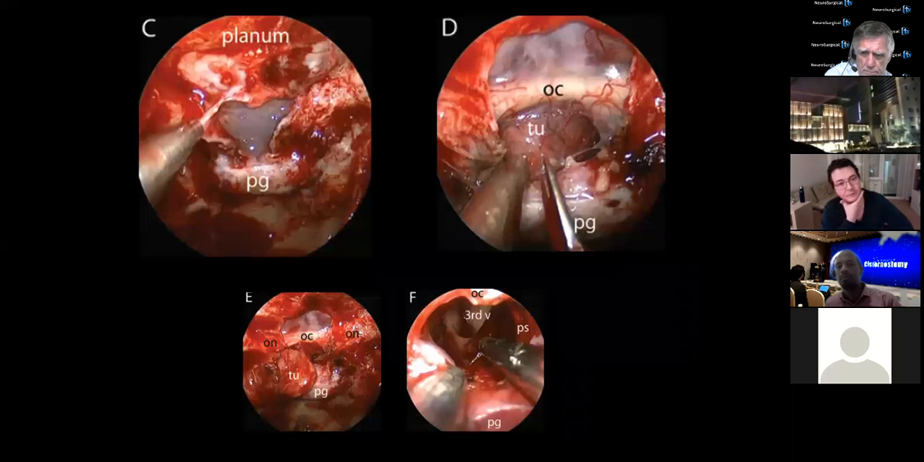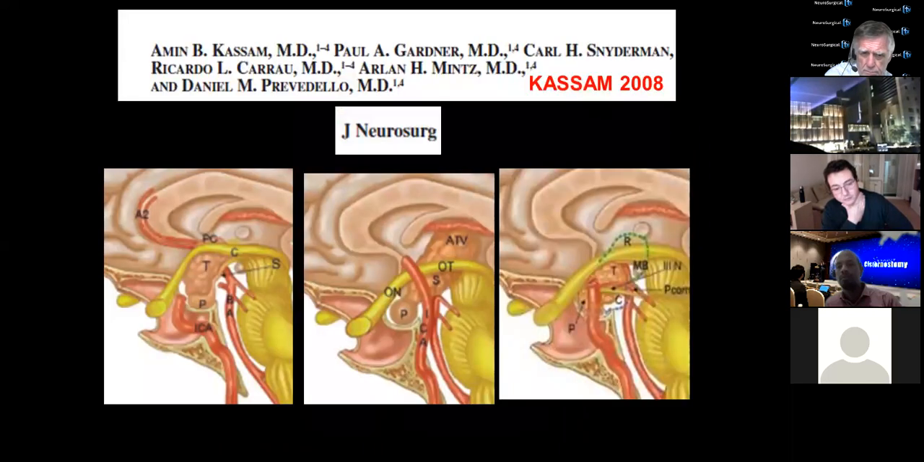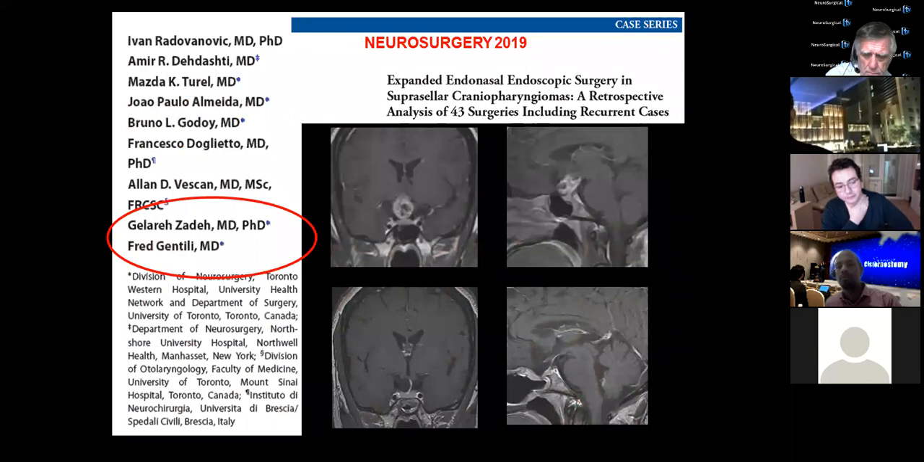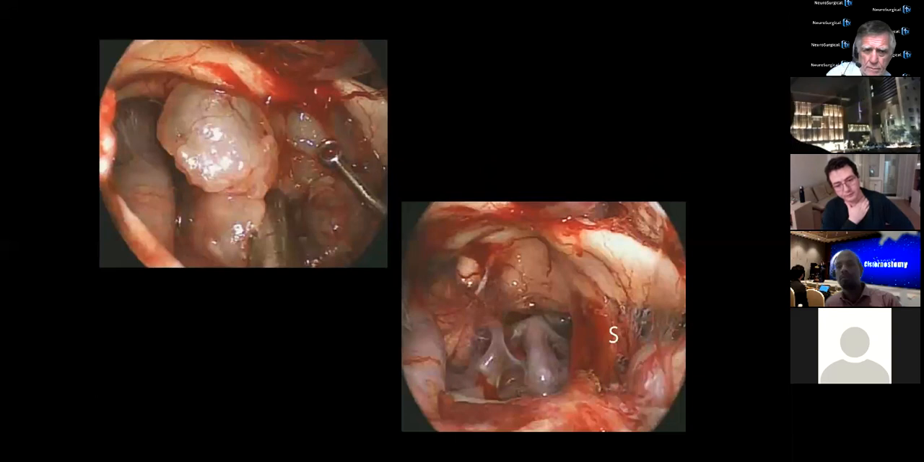So look at these views. From Kassam, 2008, with this group, Paul Gardner and the others, they also produced this beautiful paper about the classification of craniopharyngioma by endoscope. Excision from Italy, again the same group, especially Giorgio Frank, my friend from Italy, one of the best endoscopists. Fred Gentili from Toronto, Canada, presenting this paper with his associate. And look at this, they are going for radical excision.